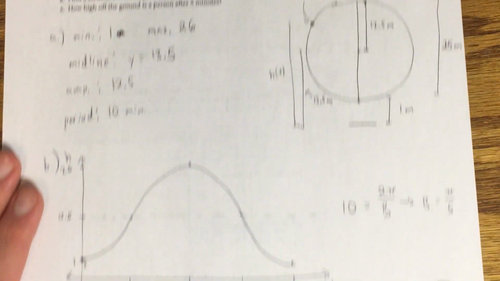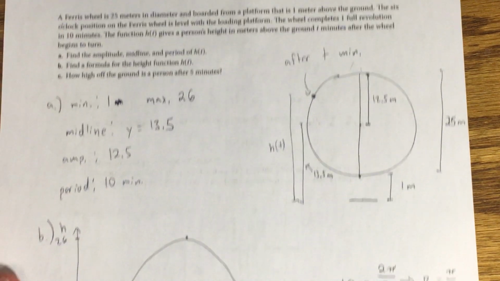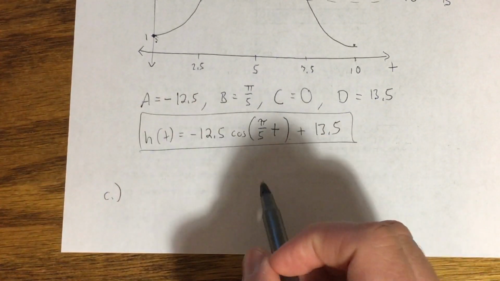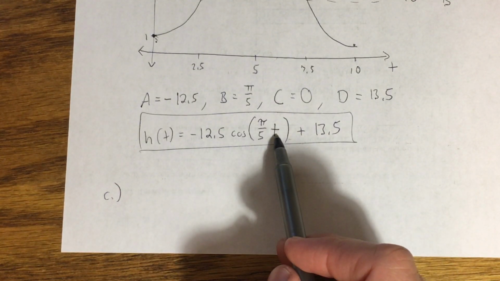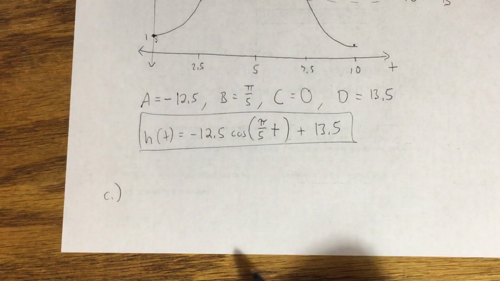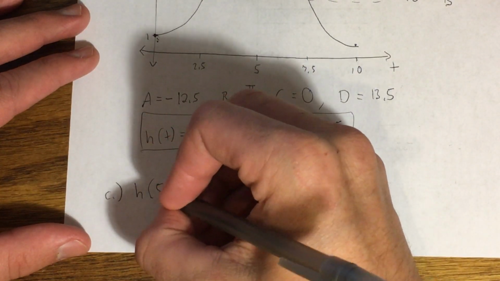Perfect. All right. The last question was, how high off the ground is a person after 5 minutes? There's two ways I can go about this. I have a function, so I could just plug 5 in for t, and then evaluate all of this and get whatever the output is. That would be the easiest way to do it. You're evaluating h of 5.